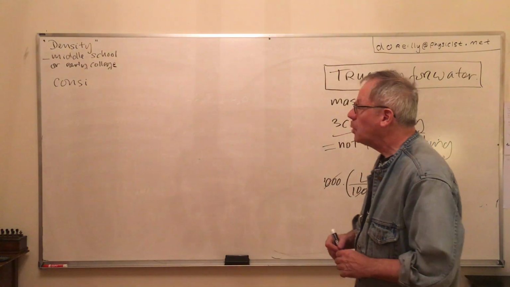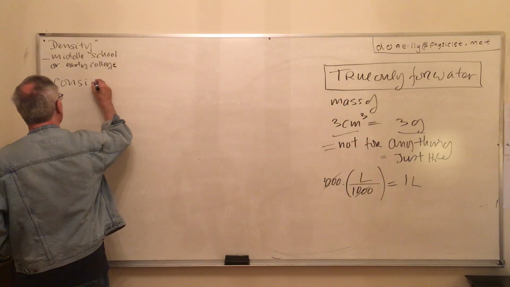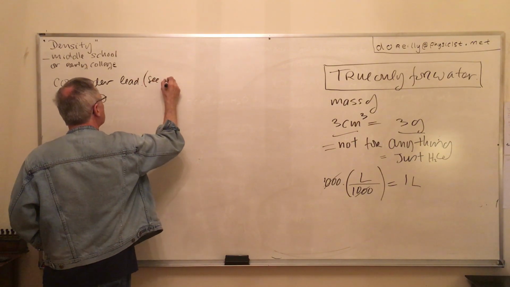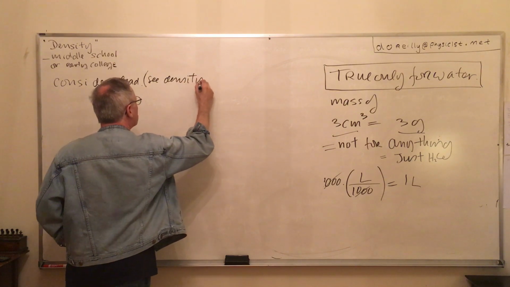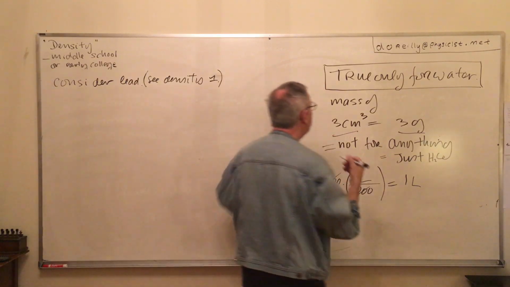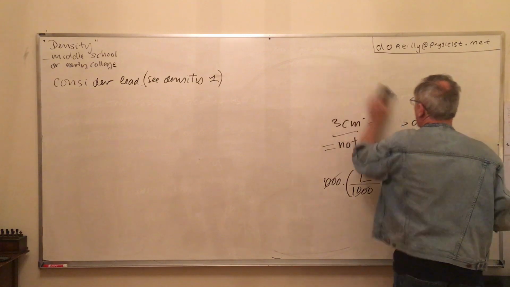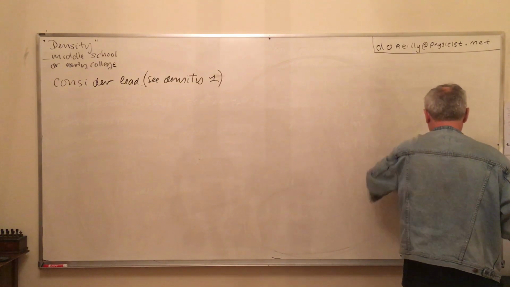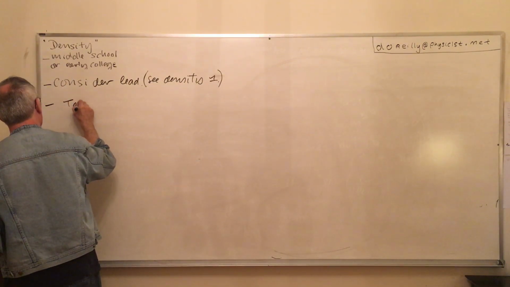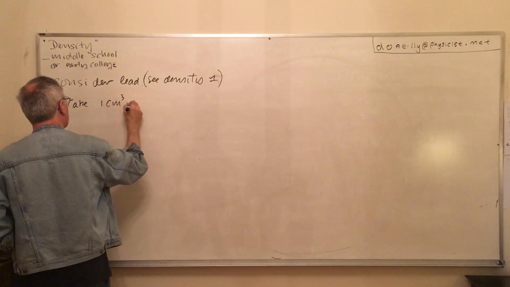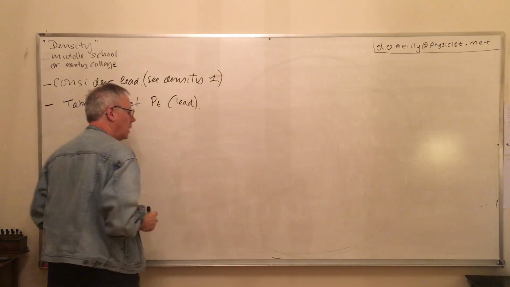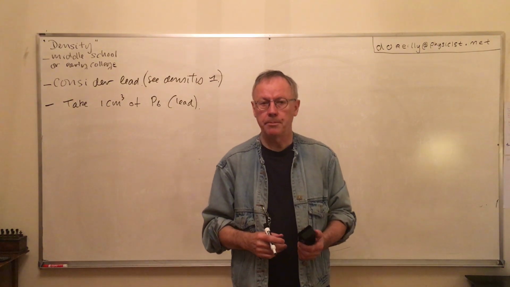So I'm continuing. So we're going to consider lead. So you have to go back to density 1, that's the one before this. Take 1 cubic centimetre of lead.